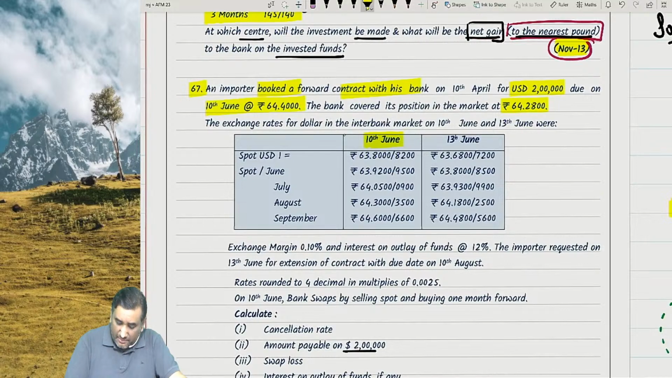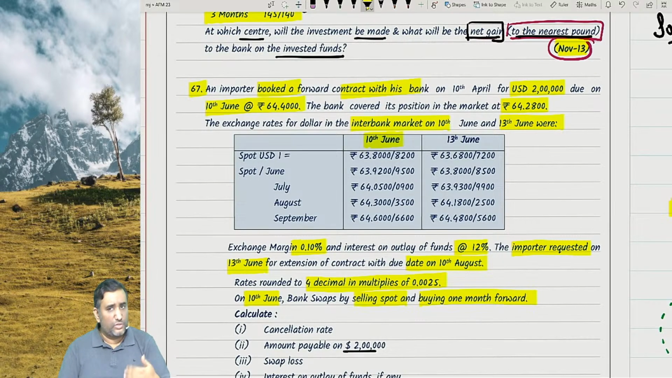The exchange rates for the dollar in the interbank market on 10th and 13th June were given. Exchange margin 0.10, interest on outlay 12%. The importer requested on 13th June for an extension of the contract with due date on 10th August. Rates are rounded up to 4 decimals, in multiples of this. On 10th June, the bank swaps. This is the line they give: bank swaps by selling spot and buying 1 month forward. Actually, rates for 1 month forward were not given. Confusion in the rate comes, which I'll discuss with you. As per the guideline, it's the nearest rate possible.